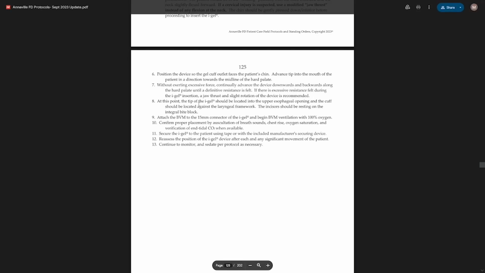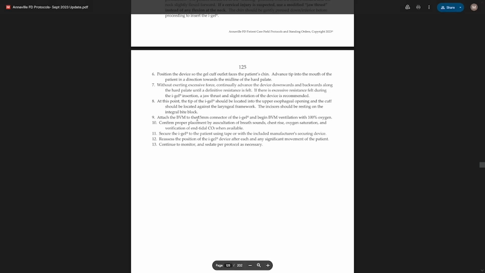The incisors should be resting on the integral bite block. Attach the BVM to the 15 mm connector of the i-gel and begin bag valve mask ventilations with 100% oxygen. Confirm proper placement by auscultating breath sounds, chest rise, oxygen saturation, and verification of the ETCO2 when available.